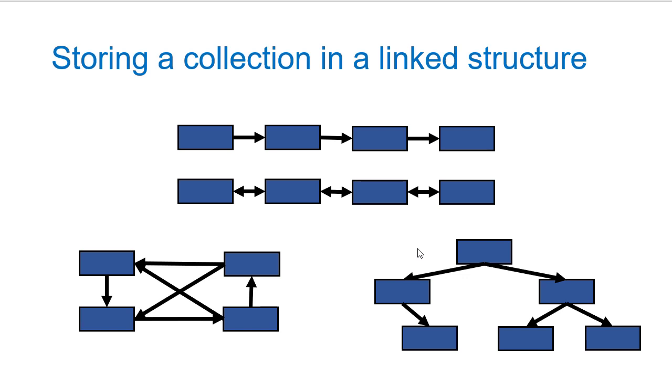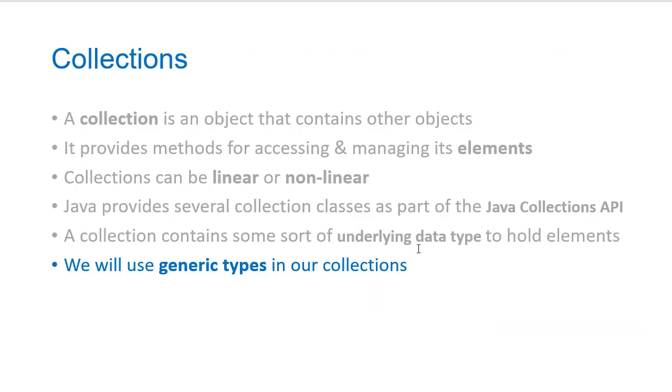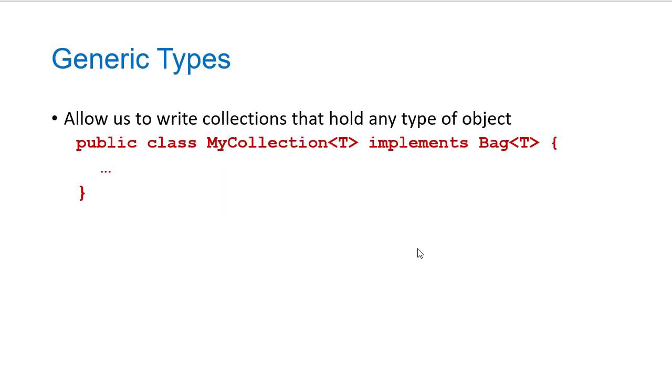Now, one important concept when it comes to collections is the idea of generic types. All of our collections are going to use generic types. So generic types let us write collections that hold any type of object. And what it means is we're not going to say what type of object we're holding. We're going to use a generic type.